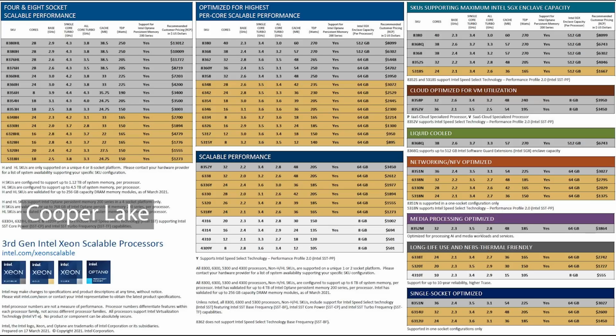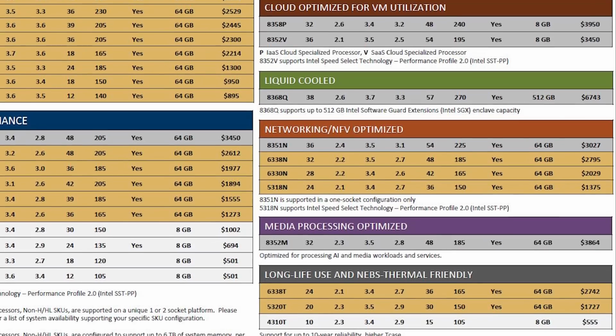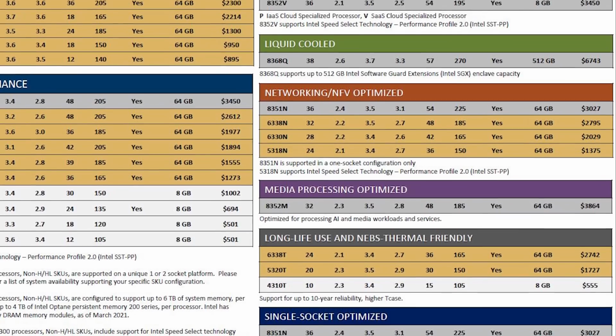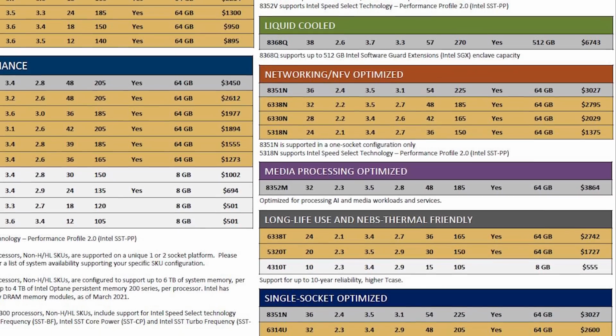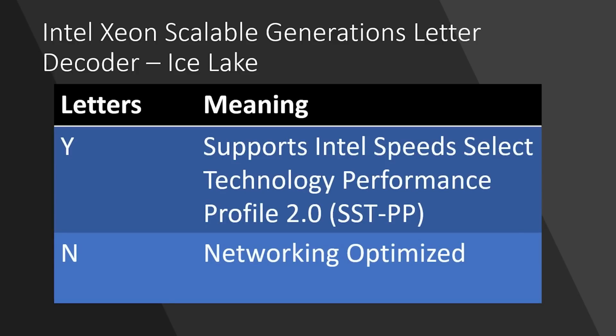because what Intel really did with this Ice Lake generation is they started adding a whole bunch of letters, and sometimes the letters mean something pretty significant, and other times they are consistent, and sometimes they're not consistent with each other. Sometimes they're just there, and we have no idea really why there's that designation, but there are a lot of letters. The first letter, and one that we've definitely used in the lab, is Y. Y basically means that you have Intel's Speed Select technology Performance Profile 2.0, which is the SSTPP.